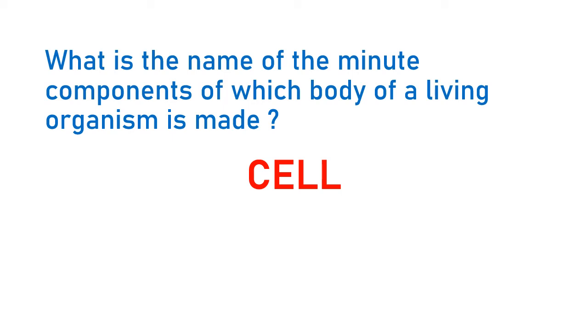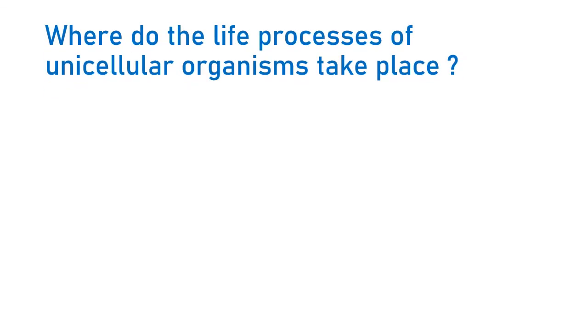We saw an example of a rat in the previous picture. Now let us see what happens in the unicellular organism. There is a question here: where do the life processes of unicellular living organisms take place? There are various words here which you need to understand. What is the meaning of life processes? Life processes means the processes of digestion, circulation, excretion, and respiration. All these are the various life processes that take place in any living organism because of which it survives. So how will digestion, circulation of blood, and respiration take place in a unicellular organism?